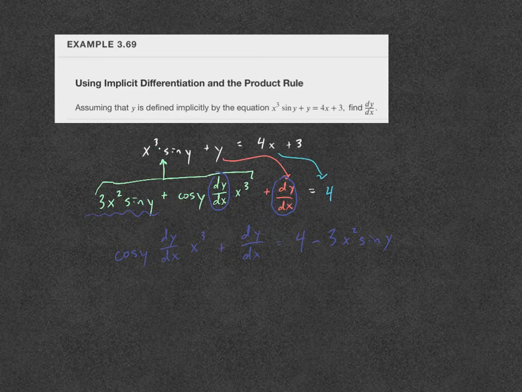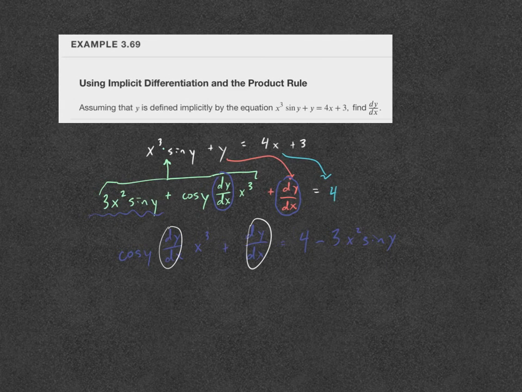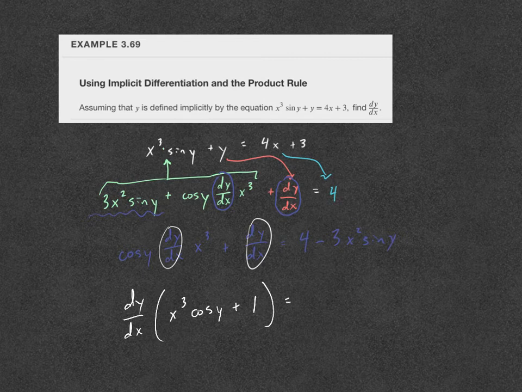Next up, we're going to factor that derivative term from each part of this expression. So we have dy over dx, parentheses. If I take it out of the first term, I'm going to switch up my order here, I'm left with an x cubed and a cosine y. And if I take it out of the second term, there's nothing there, but I need that placeholder, so I'm left behind with a 1. And that equals 4 minus 3x squared sine of y.